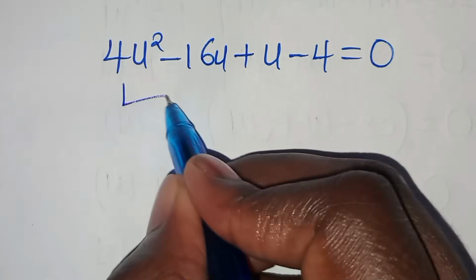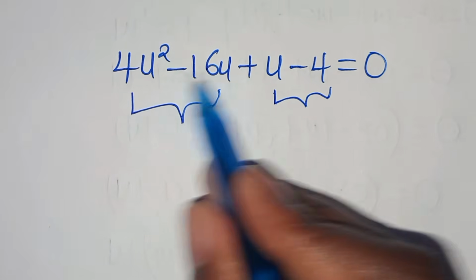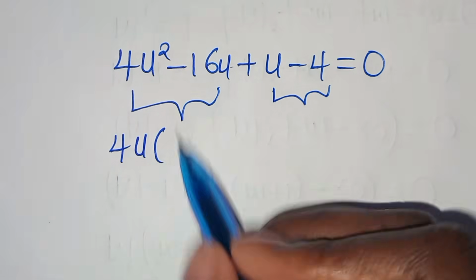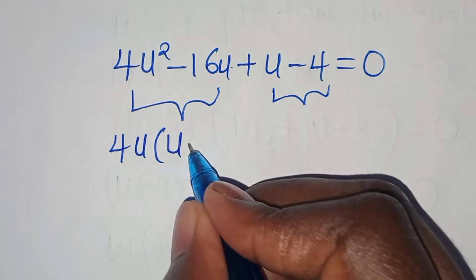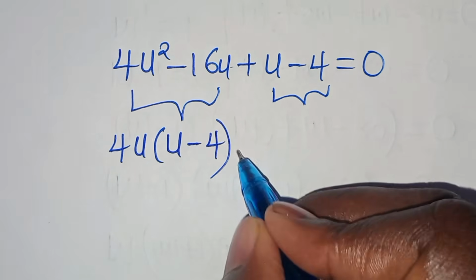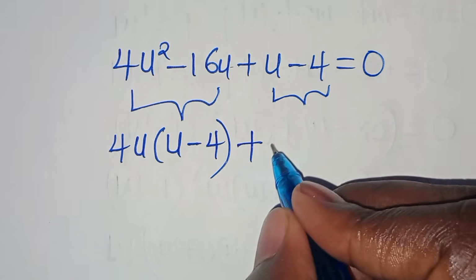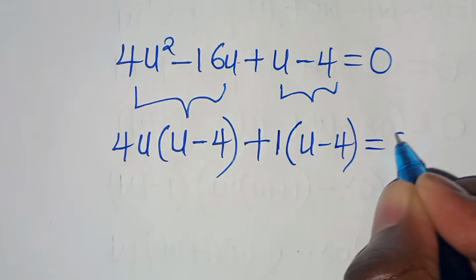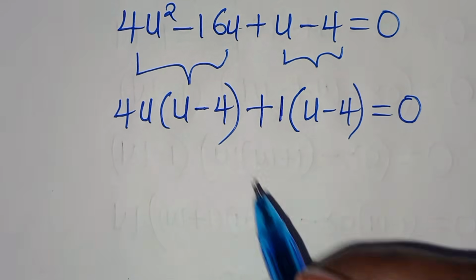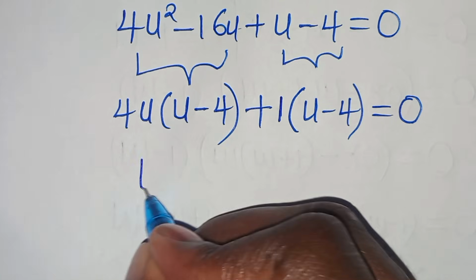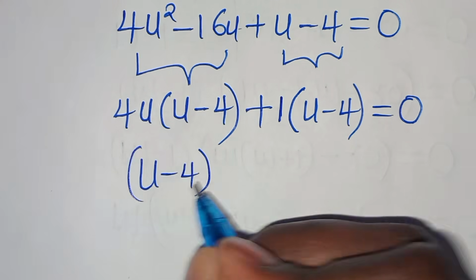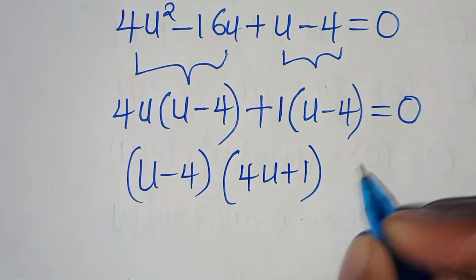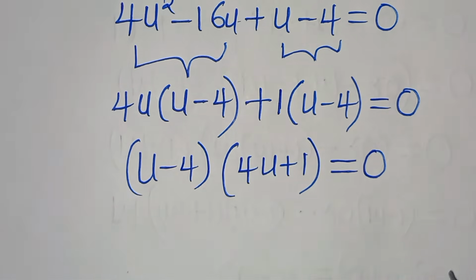So we have got two parts here. From the first part, 4u is common, so we have 4u into the parentheses, u minus 4. Then plus 1 is common here, so we factor out 1, then we have u minus 4, equal to 0. So u minus 4 is common here, so we have u minus 4 multiplied by 4u plus 1, close the parentheses, equal to 0.